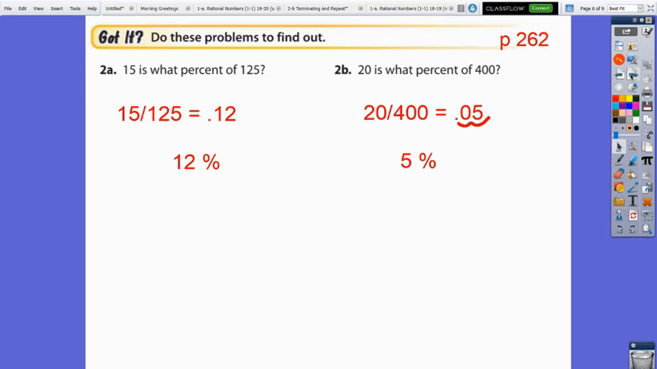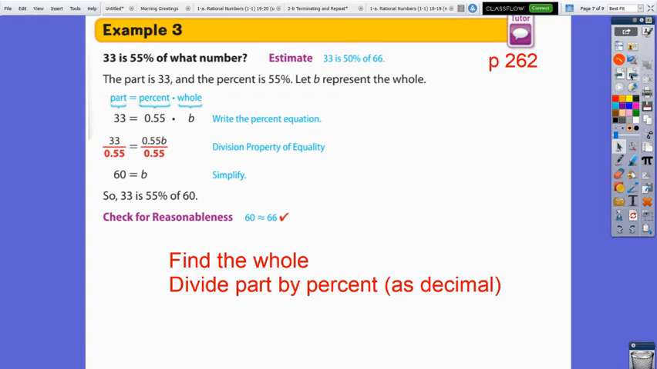The last type of problem, find the whole. And I will admit that I don't always use the percent equation to find the whole. Sometimes I set up the percent proportion because I can get a little bit confused. Okay, the percent equation doesn't work quite so easily. Boom, you get your answer like you do in the find the part or find the percent.